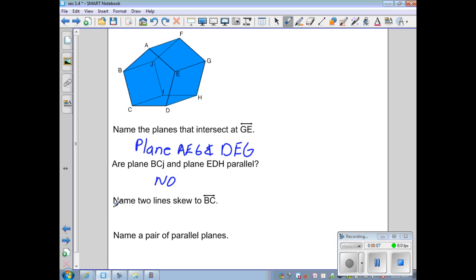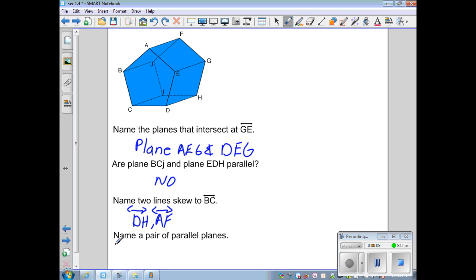Name two lines skewed to line BC. Therefore, any line skewed to BC would not be intersecting with line BC and would not be coplanar or in the same plane as line BC. Two lines that I have identified as solutions for this problem are line DH. DH is not in the same plane as BC, and it does not intersect BC. Line AF. It is not in the same plane as line BC, and it does not intersect with line BC. There are other solutions inside the diagram.